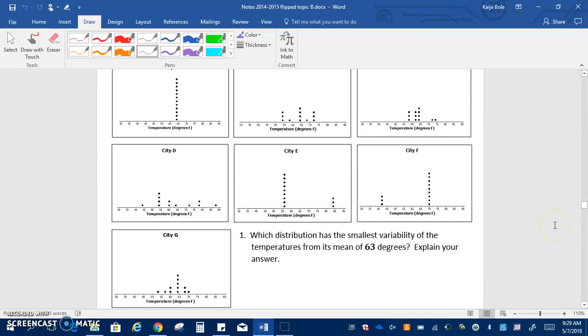And the smallest variability means we want as many points as possible close to the mean. So when you look at this first one, city A, all of the points are on 63. And just by glancing at all the other ones, you can see that they're more spread out. So the answer would be city A. And that's because all data points are close to 63.